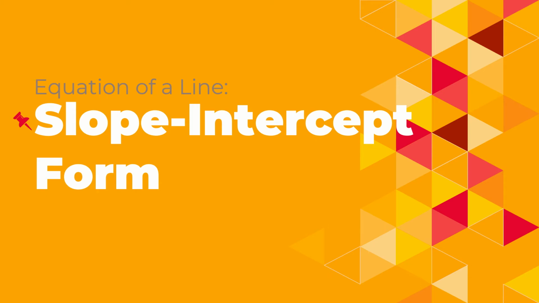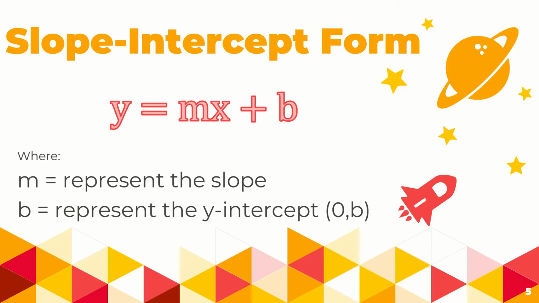First on our list is all about slope-intercept form. It is in the form of y equals mx plus b, where m represents your slope and b represents the y-intercept. And if you are asked to write your y-intercept as a coordinate or an ordered pair, don't forget to set x to 0. So the y-intercept is (0, b).